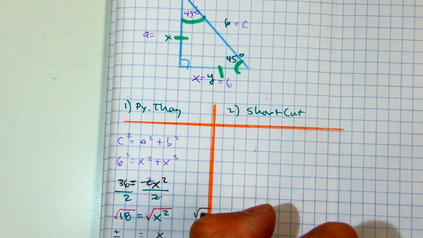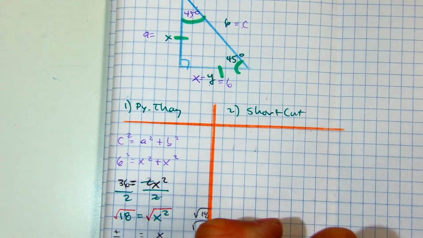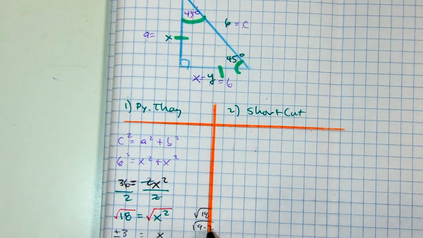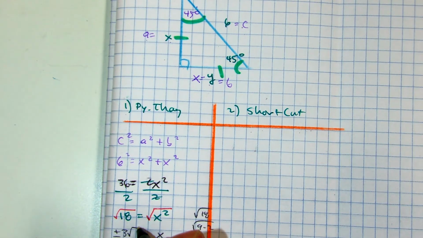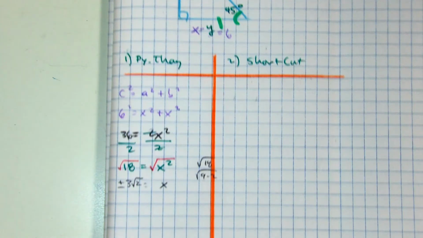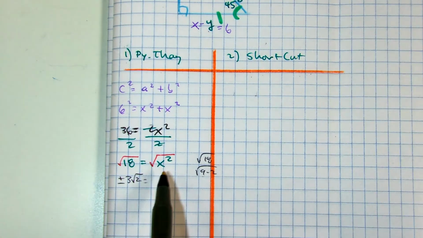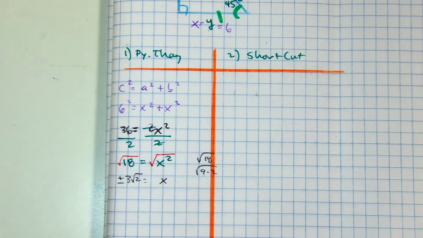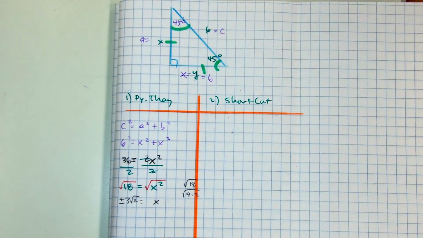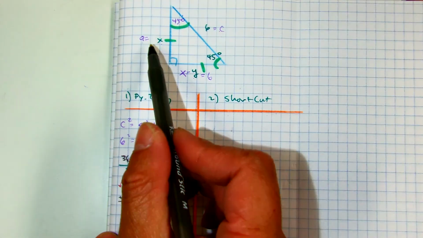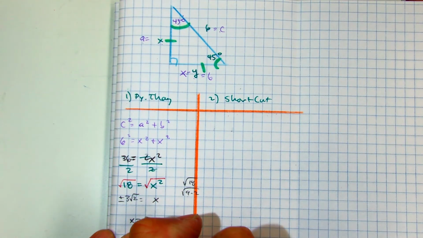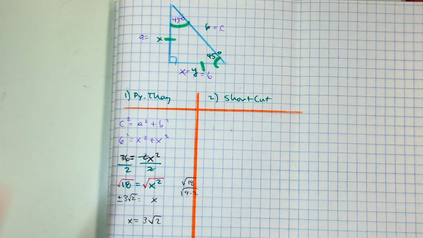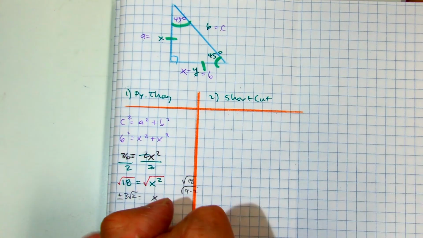My factors of 18 are going to be 9 and 2. The square root of 9 is 3. That comes out, and then you're left with radical 2 inside. Remember, when you're taking the square root of an equation, it's actually both plus or minus. Now, let's think about this. Can we have side lengths that are negative, class? No. So we're just going to call that x equals 3 radical 2. X and y are both equal to 3 radical 2.